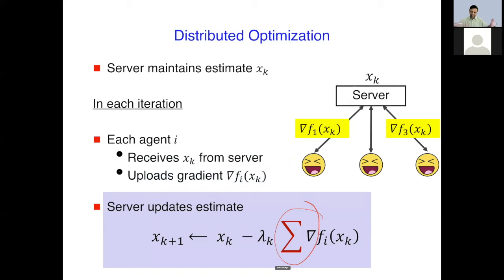It gets all these gradients from the agents and computes the sum. It can do that now because the server has all these gradients, which makes it easier. And then the server can take our standard gradient descent step to compute xk plus 1. So conceptually, this is not terribly different, but in practice, it is different because in one case, you're sending gradients. In the other case, you're sending estimates.